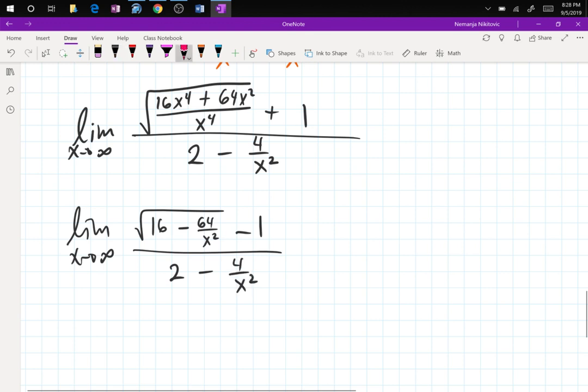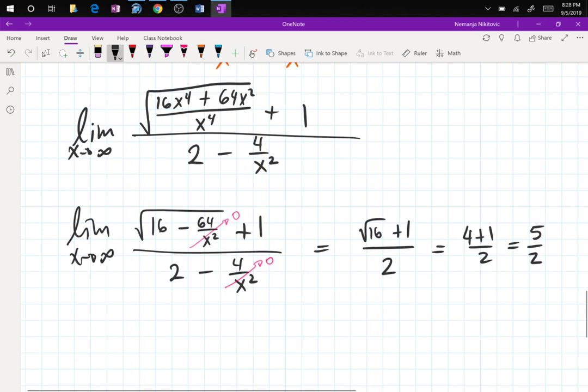So now what do we learn? This is going to go to 0. This is going to go to 0. So what do you have? Square root of 16 minus 1 over 2. Oh no, plus 1 over 2. I know that the answer was 5 over 2. Square root of 16 is 4, plus 1 over 2 is 5 halves. So y equals 5 halves is the horizontal asymptote for this function.